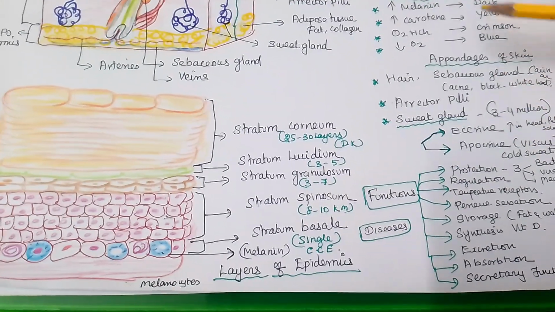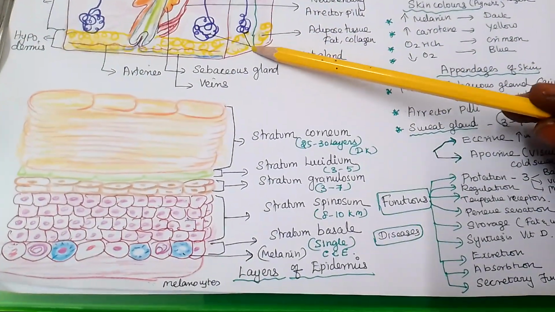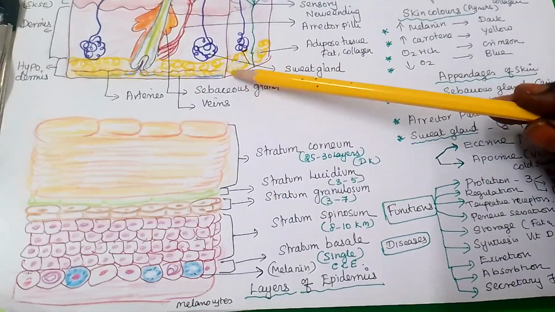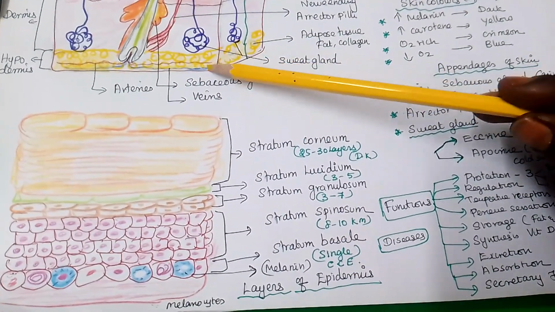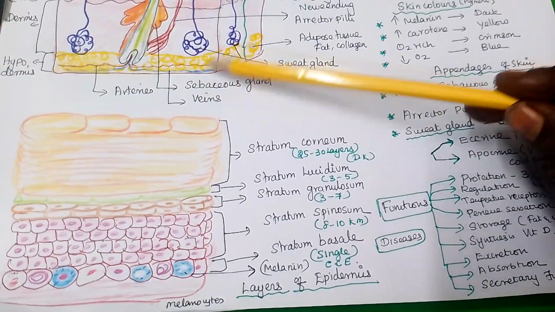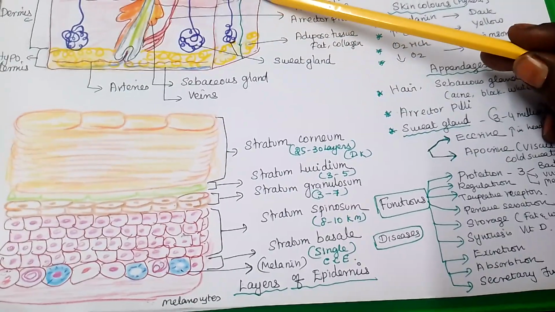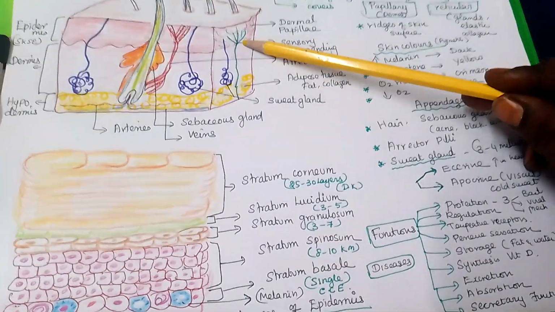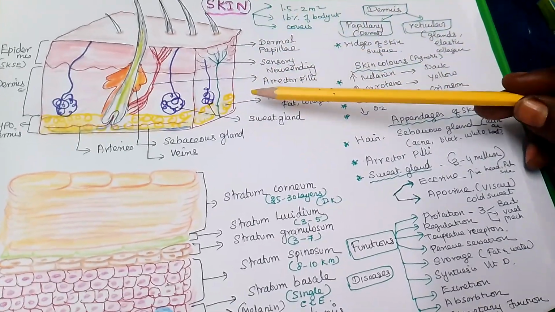Okay, and then nerve endings are present, and the blood vessels. The hypodermis is where the adipose tissue is present, where there is blood supply, and all the nerve endings and the vein supply are also present. And the nerve endings in the dermal papillae take the sensation to the peripheral nervous system, and it reaches the brain.